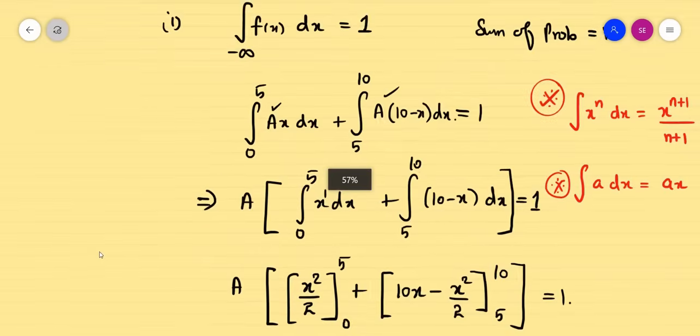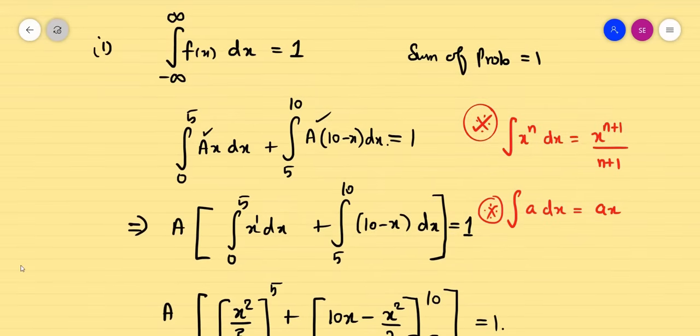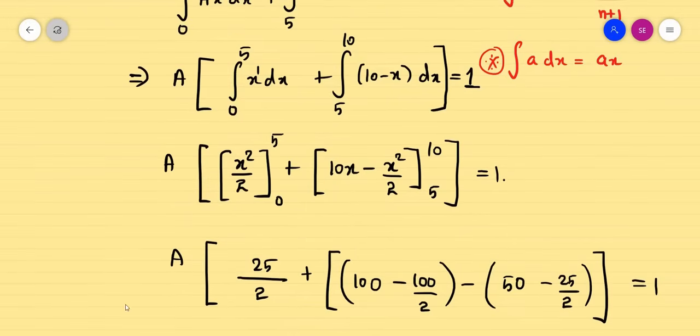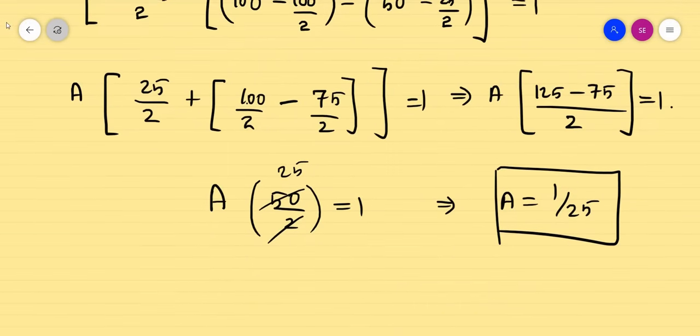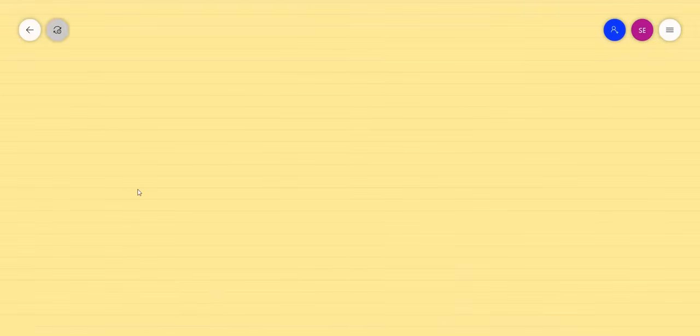We have taken always sum of probability is 1. So from the given question, 0 to 5 it is A x, 5 to 10 it is A into 10 minus x. So I am splitting this, integrating and simplifying. I will get the A value. Is it clear, ma? Yes, sir. Okay.